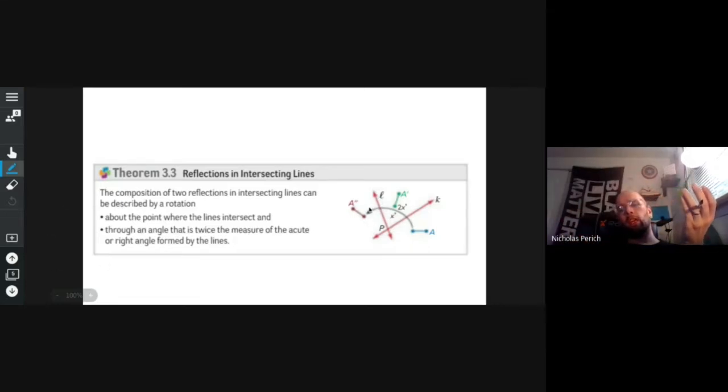That's what this is saying here. So this is saying if you were to take a shape and rotate it over a line, not rotate it, I'm sorry, reflect it over a line and reflect it over a different line, and those lines aren't parallel, your final result is going to be twice the angle created by the two mirrors.